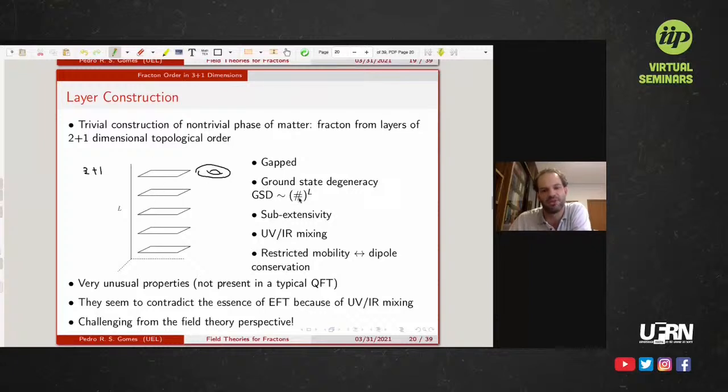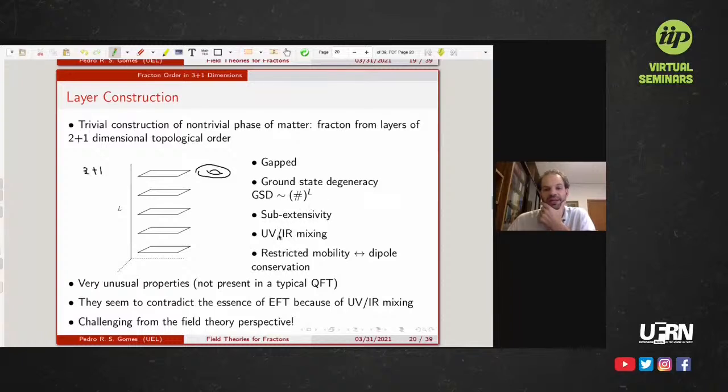So it's going to be a number to the linear size of the system. You see that this is strange in the sense that it represents a kind of subextensivity, right? For example, if you take the log of the ground state degeneracy, this is related to the entropy. And in this case, the entropy scales with the linear size and not with the volume, okay?